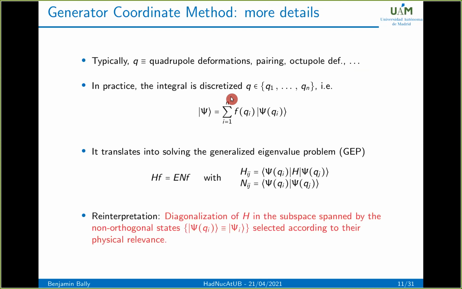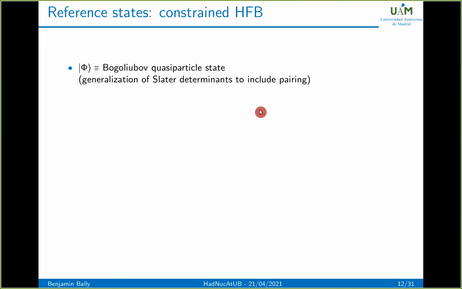So the question then is, what do we take for the state psi? First, I will consider Bogoliubov quasi-particle states that I label phi. If you don't know what it is, it's just a generalization of Slater determinants that we use to include pairing correlations in a simple way in our calculations.